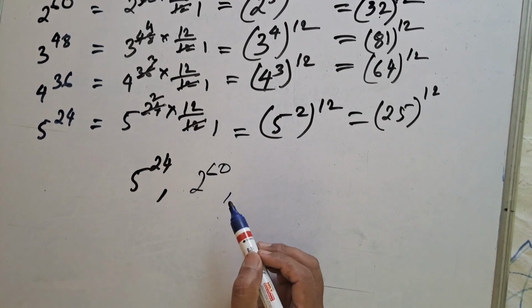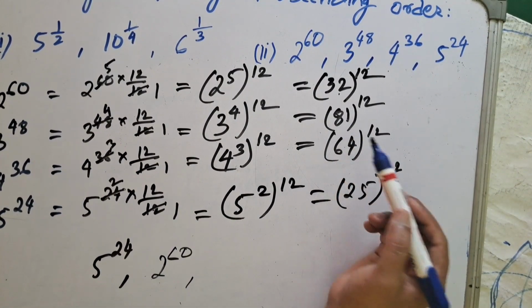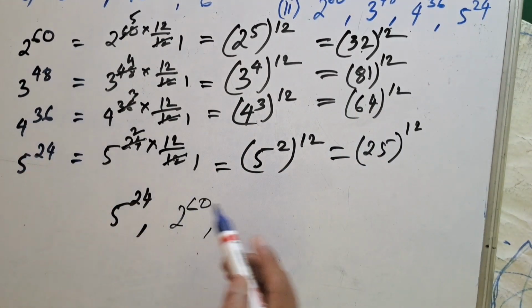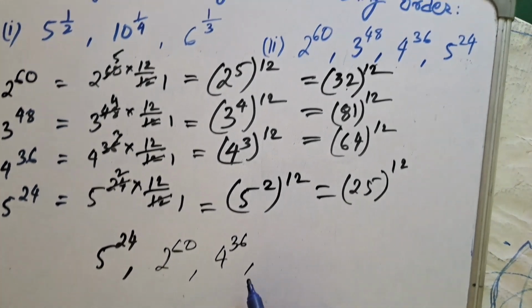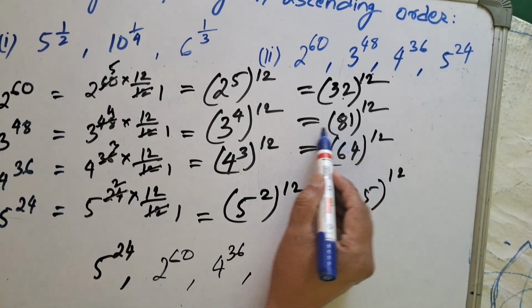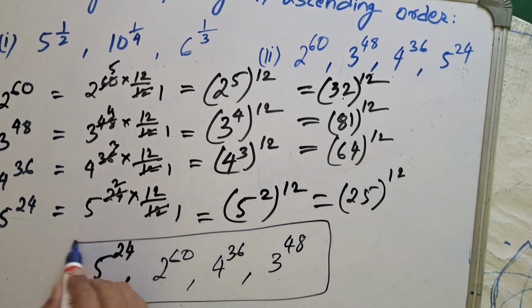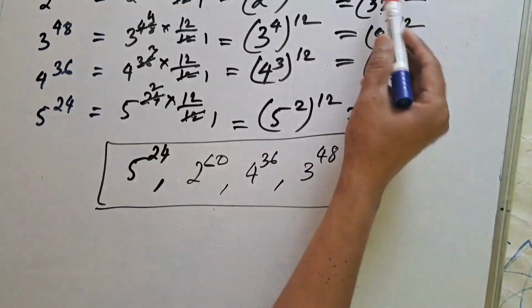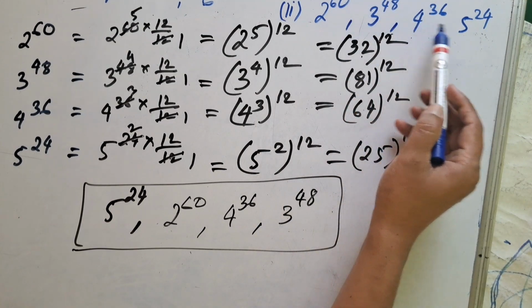Then the third number out of 64 and 81: 64 is the smaller one, and 64 comes from 4 to the power 36. And the last, the greatest one is 81, which comes from 3 to the power 48. So this is the ascending arrangement of these numbers.